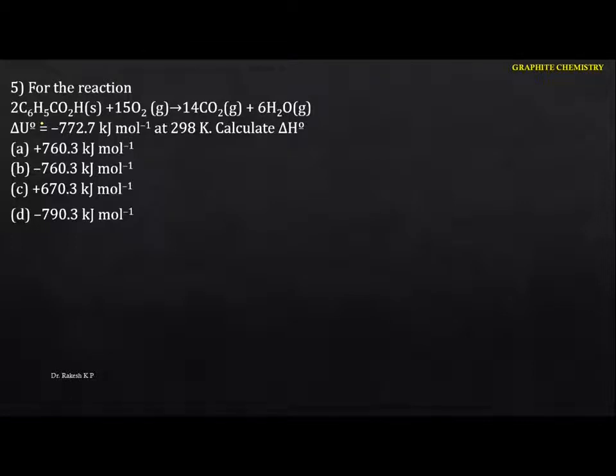Okay, so next one, for the reactions, they are given benzoic acid. On combustion it gives carbon dioxide and water, but here we have to calculate the delta H naught. We know the equation here, delta H. I'm going to take the standard one here. So delta H naught is equal to delta U naught plus delta n of g into RT. So let me calculate the delta n of g, because I am going to use these equations.